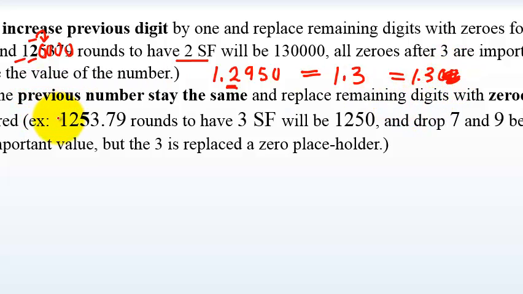Now what if the next number is less than 5? When the number is less than 5, the previous number stays the same and we replace the remaining digits with 0 as a placeholder if required. So in this case, we have 1253.79. Because we want three significant figures, I'm going to round as this is the first one, second one, and the third one is the 5. So we're going to round right here.